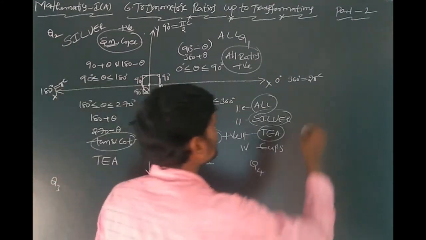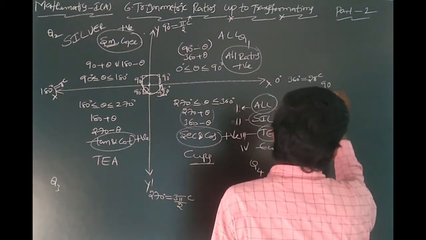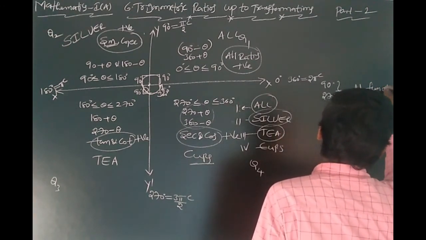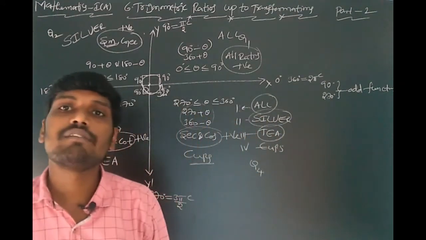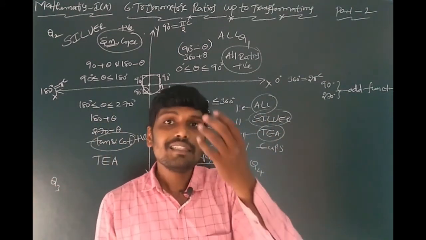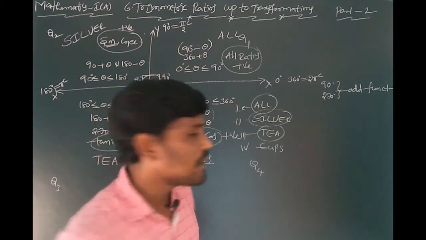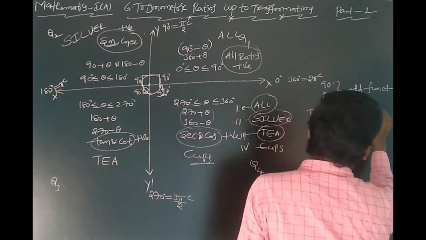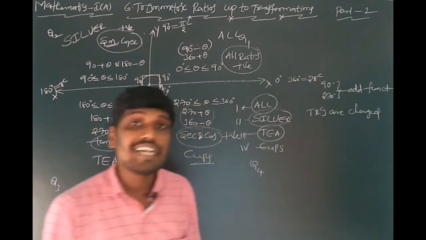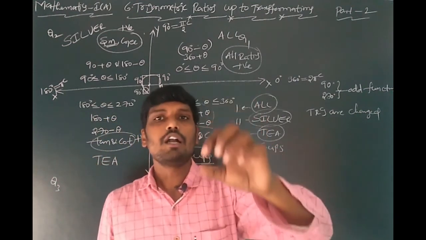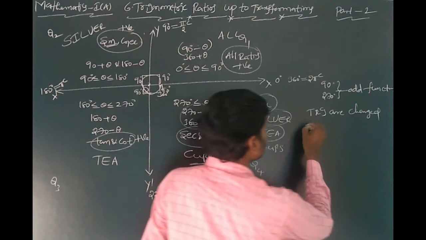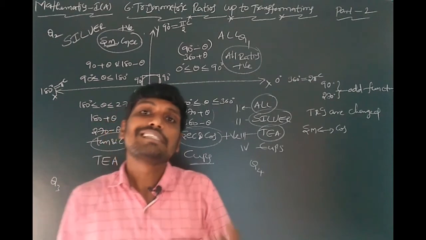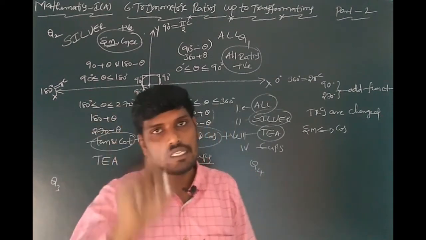In this All Silver Tea Cups rule, 90 and 270 degrees are odd functions. In these odd functions, the trigonometric ratios are changed. Which function changes? The odd function changes. Sine implies cos: sine becomes cos, and cos becomes sine.